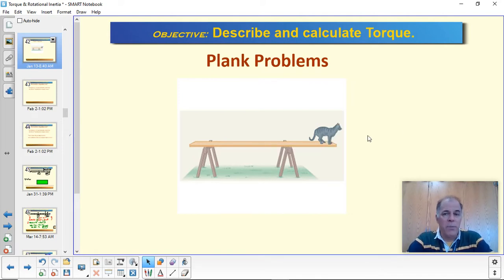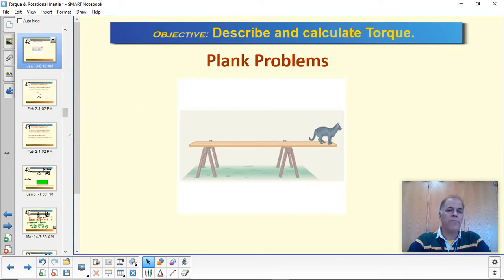And one question that could be asked is, well, how far can the cat go before it tips the whole plank and dumps it on the floor? You have to know the mass of the cat and the mass of the plank and where the sawhorses are and all that stuff, and you can figure it out. Another version of the problem is, okay, the cat's standing here, the plank weighs so much. How much weight is each sawhorse supporting? That's another type of Planck problem.